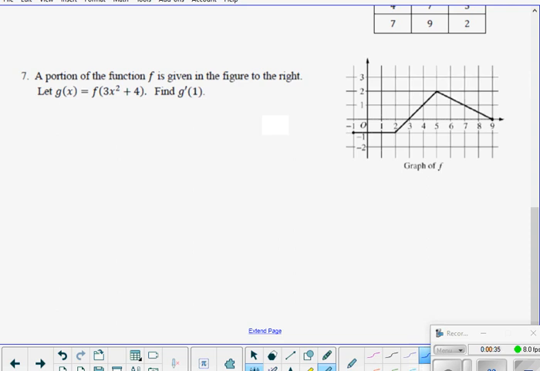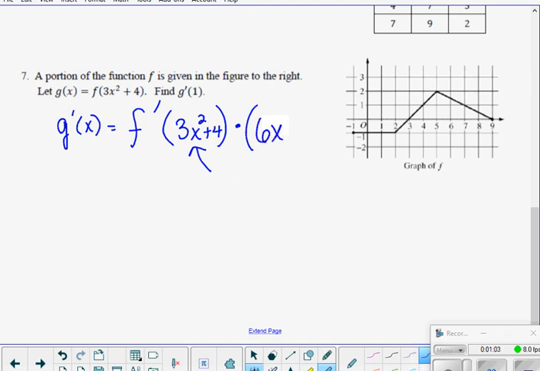A portion of the function f is given in the figure to the right. Let g of x equal f of 3x squared plus 4. Find g prime of 1. First thing I'm going to do is just get the general derivative by applying the chain rule. So I'm going to take the derivative of the outer, which is my f function, leave the inside evaluation alone, and now chain off and take the derivative of the inside piece. So I'm going to chain off and get 6x because the derivative of 4 would be 0.